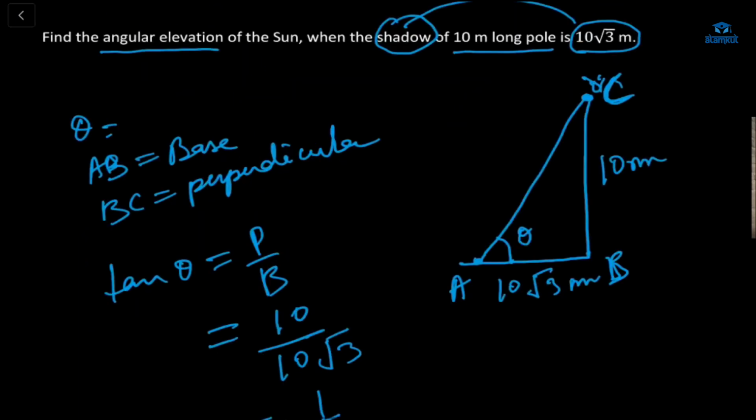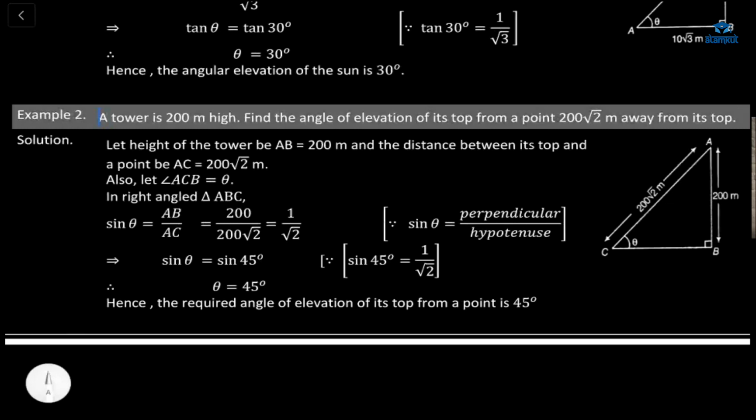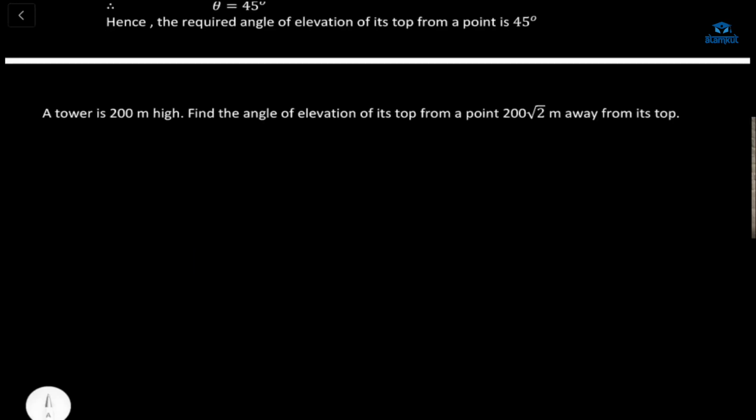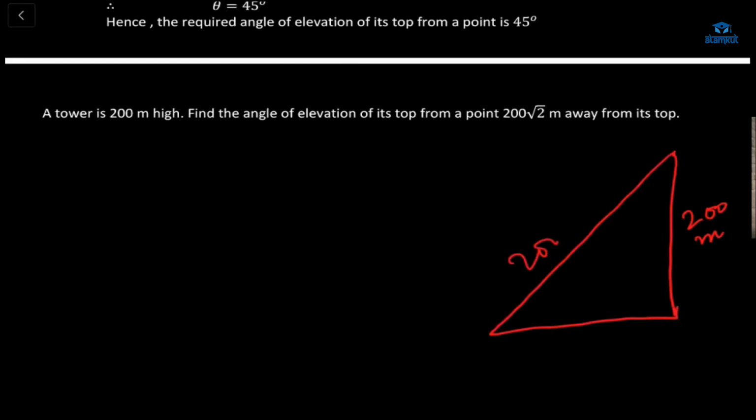Now let's see another. Okay. Now what is written here? Another question. A tower is 200 meter high. So there is a tower which is 200 meter high. Find the angle of elevation of its top from a point 200 root 2 meter away from its top. So this point is 200 root 2 meter away from the top, and you have to find out the angle of elevation theta.